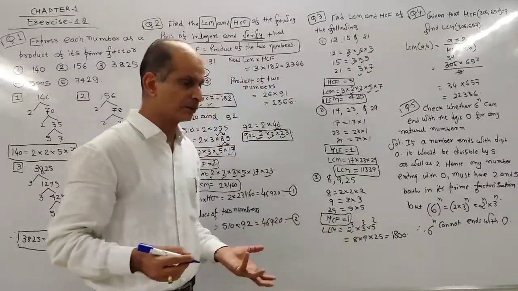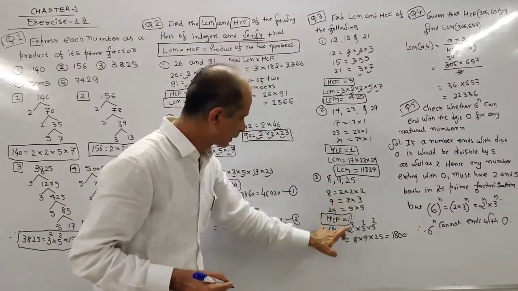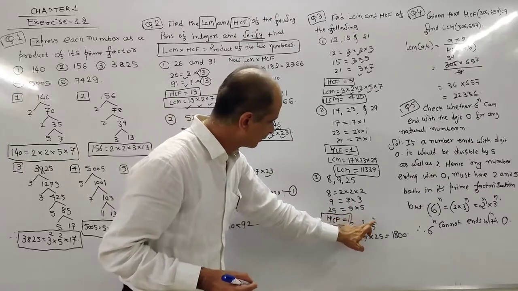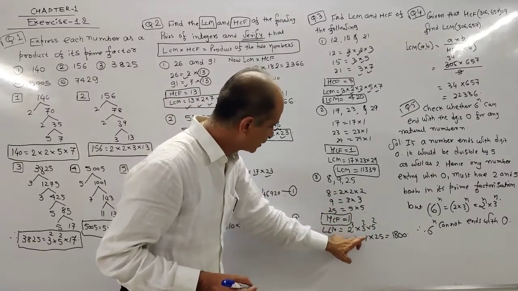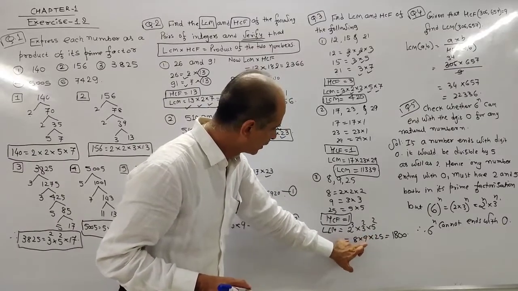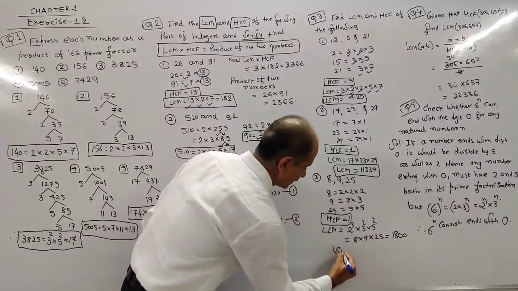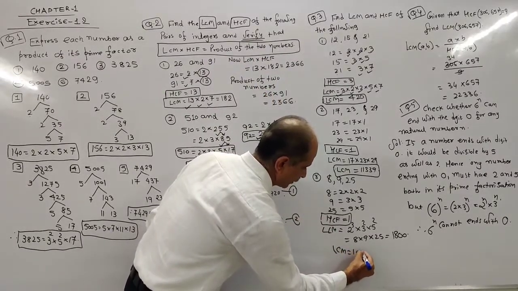Now what is LCM? You have to write 8 into 9 into 25. So you can write 2 raised to 3, 3 square and 5 square. You can write 8 into 9 into 25. 8 25s are 200, 200 9s are 1800. So the final answer, LCM is equal to 1800.